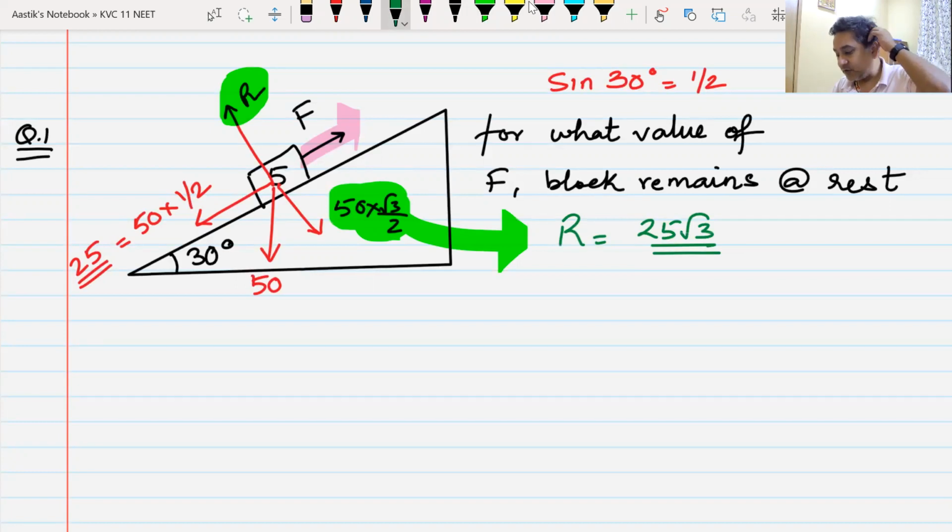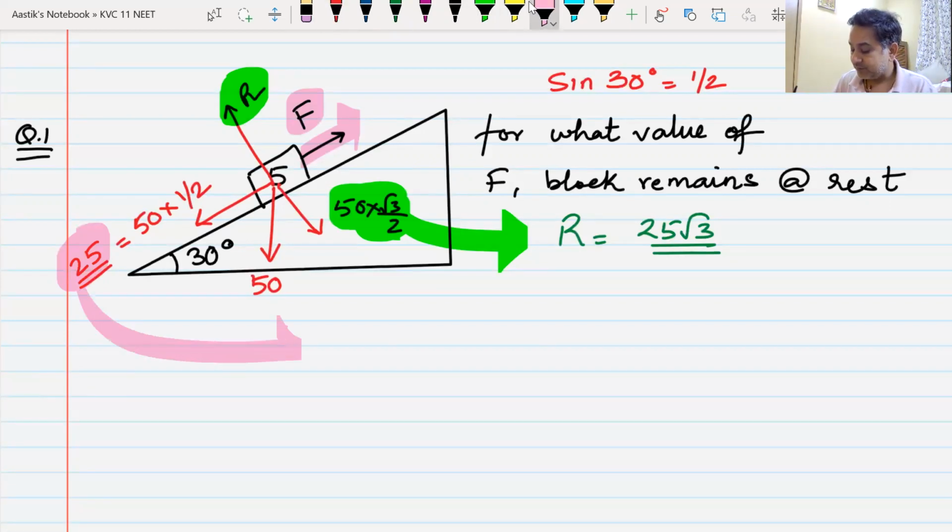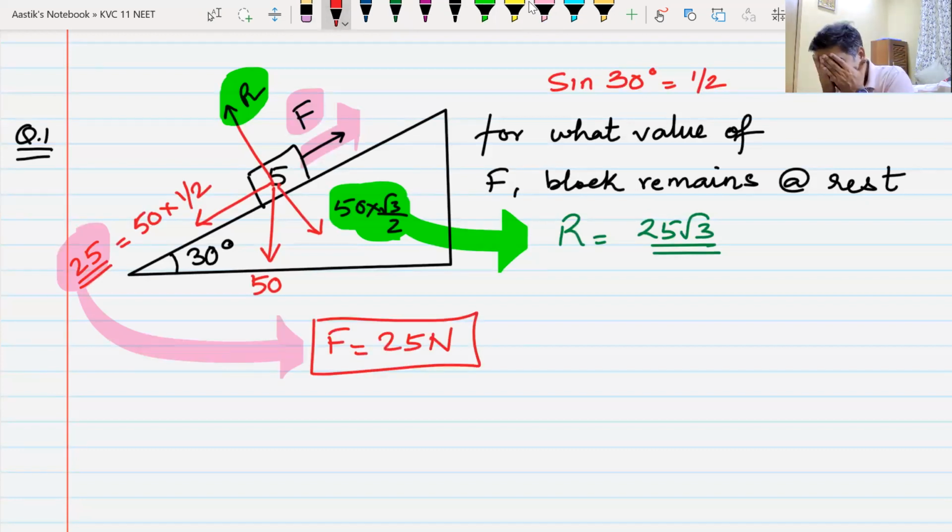Now what they've asked is for what value of F the block remains at rest. When will the block remain at rest, bacha? When both the forces are equal. So what will be the value of F? F will be equal to 25 newtons. If the value of F is 25 newtons, the upward force and the downward force are equal and nothing happens. The block remains at rest.